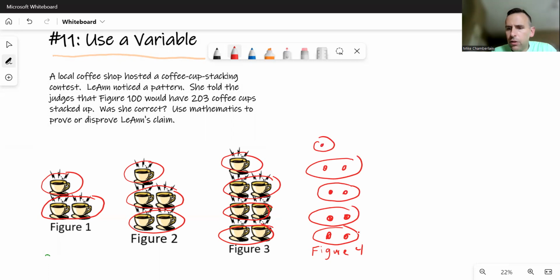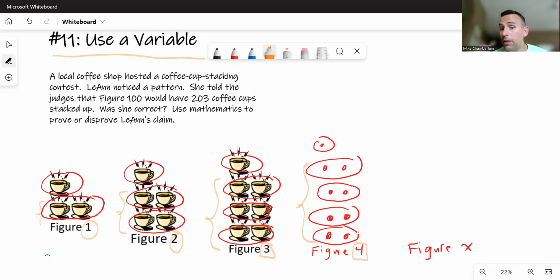And so using a variable might be something like this. Well, what would figure X have? Now that's kind of strange at first, but what it's asking you to do is relate the number to what you're seeing in the diagram. Okay, well, notice that in figure 4, there were 4 stacks of 2. In figure 3, there were 3 stacks of 2. In figure 2, there were 2 stacks of 2. In figure 1, there's 1 stack of 2. So that must mean that in figure X, there would be X stacks of 2.